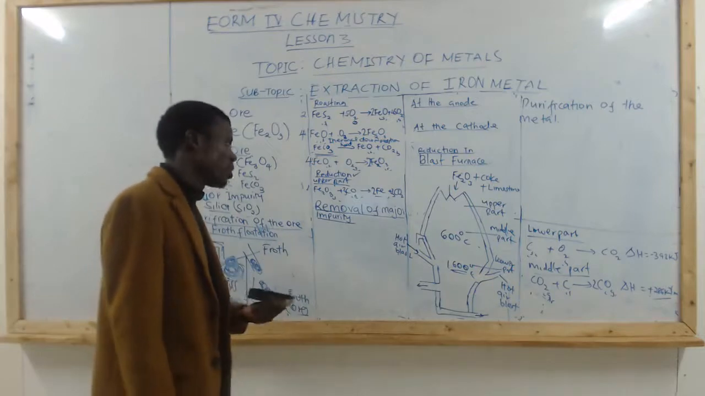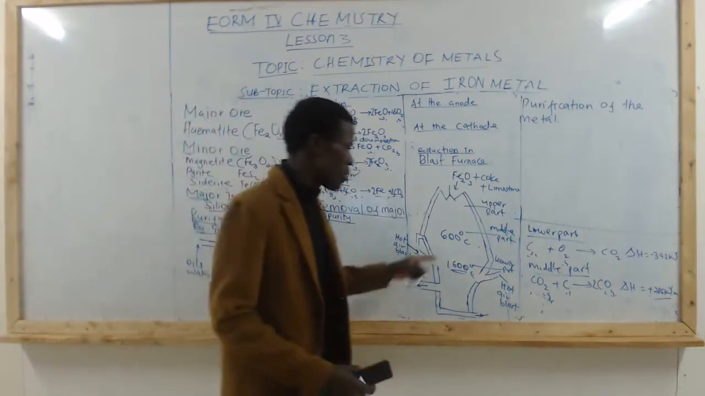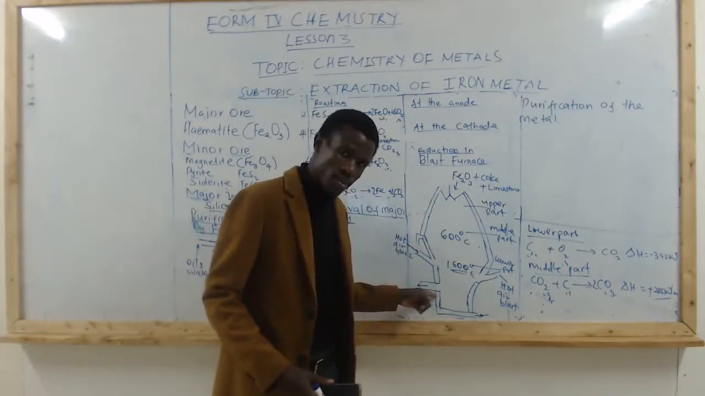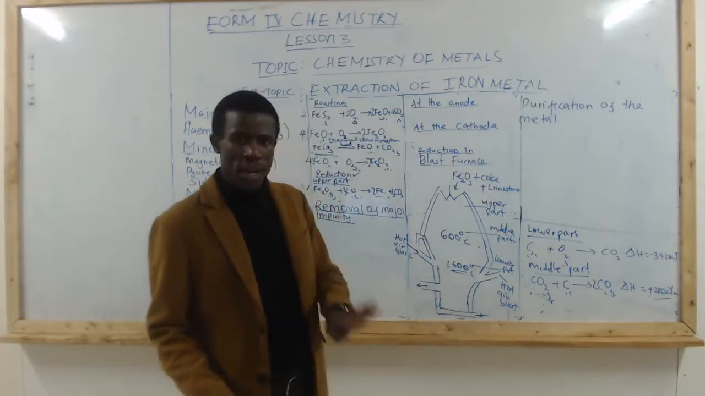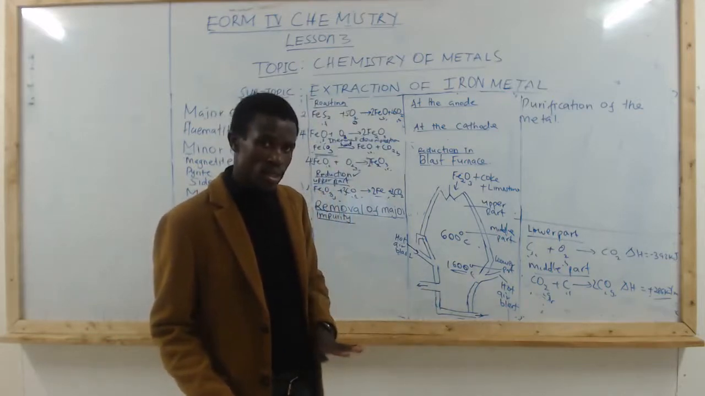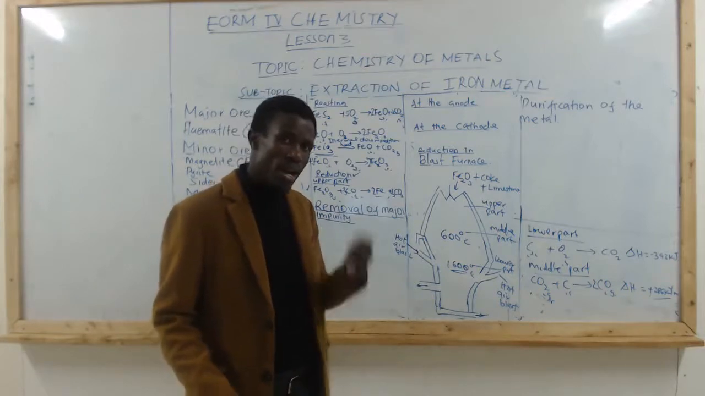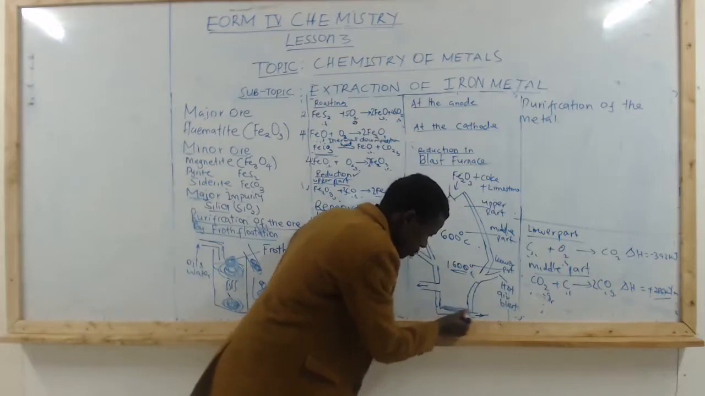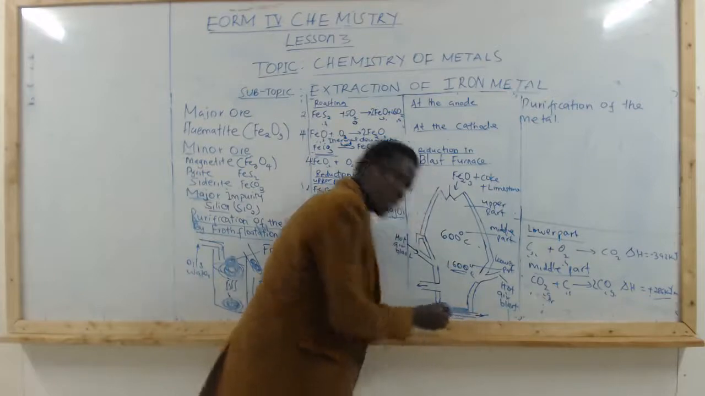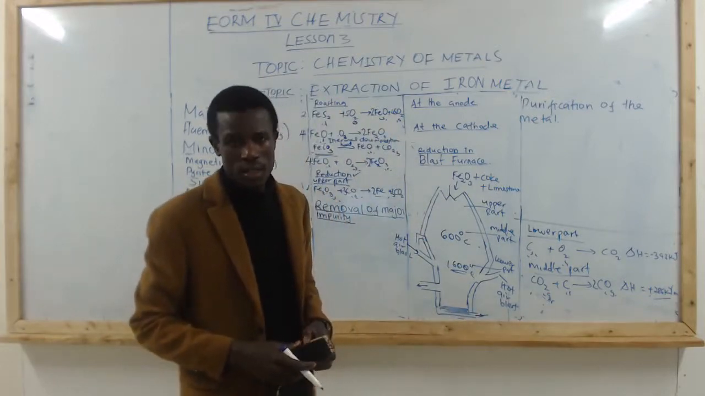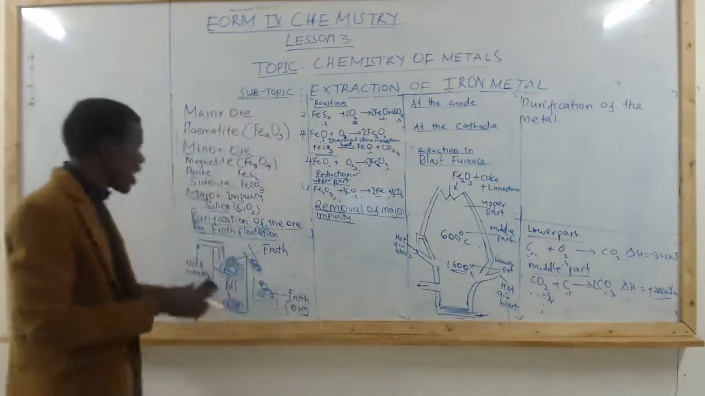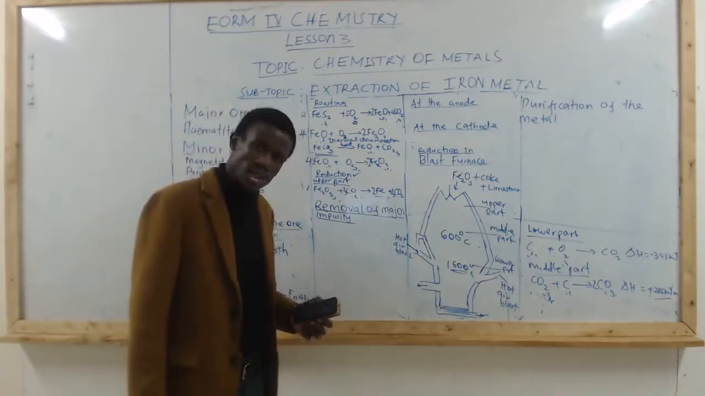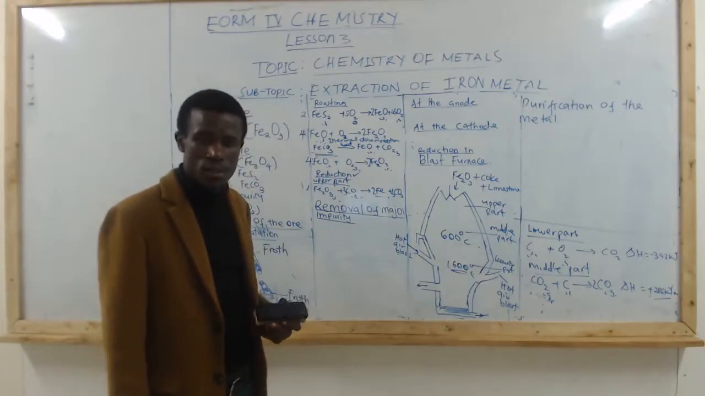Now the iron metal trickles to the bottom. Before we explain what happens when iron has trickled to the bottom, this iron metal is still impure because the impurity has not been removed. The silica has not been removed.